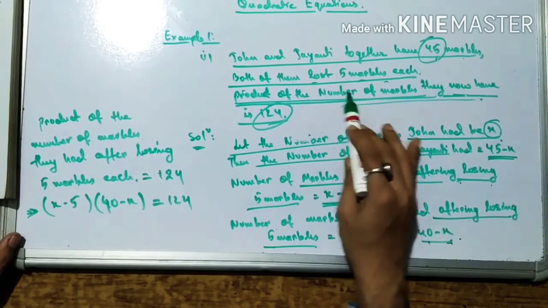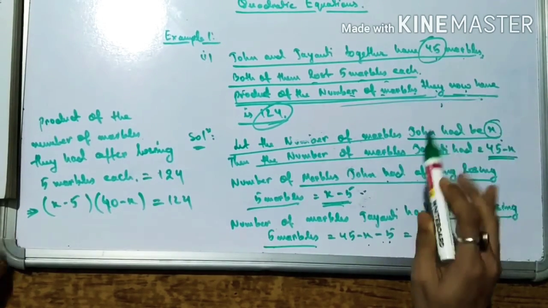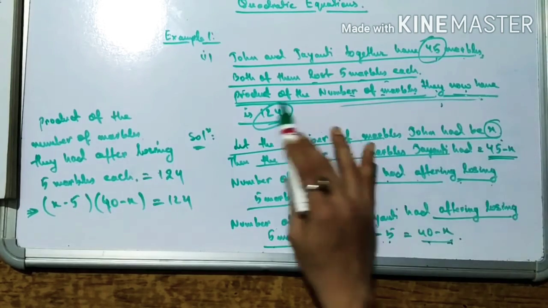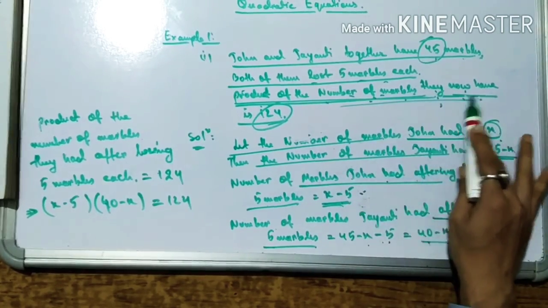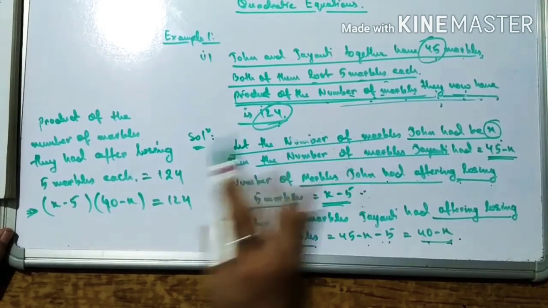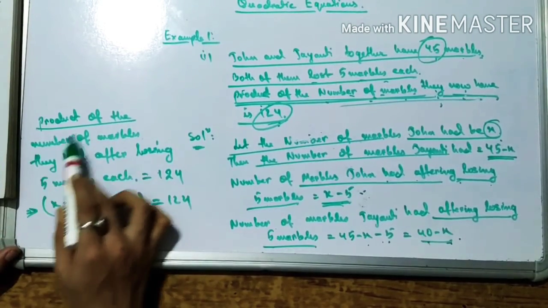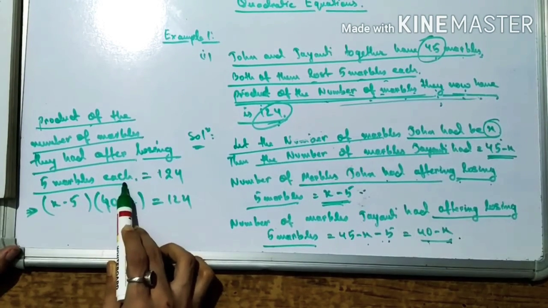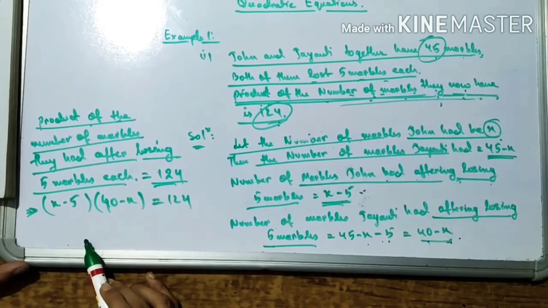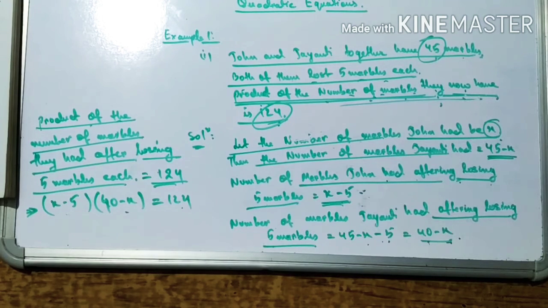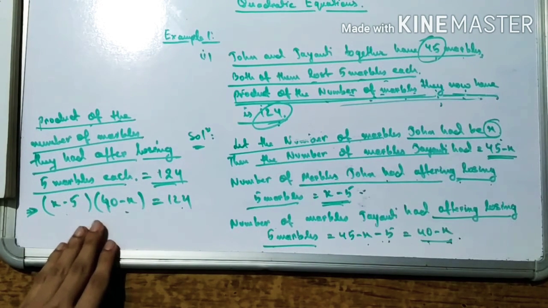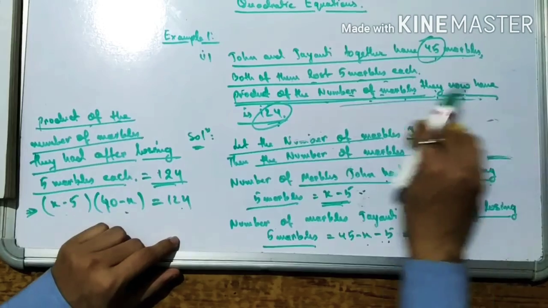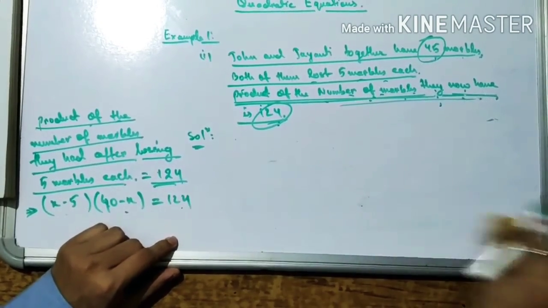Now next it says that the product of marbles they have now, that means after losing 5 marbles each, the product of number of marbles they have now is 125. Therefore I have written product of number of marbles they had after losing 5 marbles each is equals to 125. So this into this equals to 125. Okay, so now this one I will have to solve.